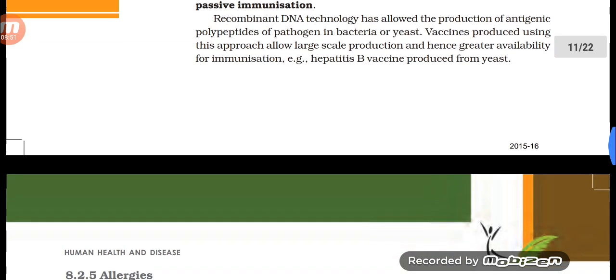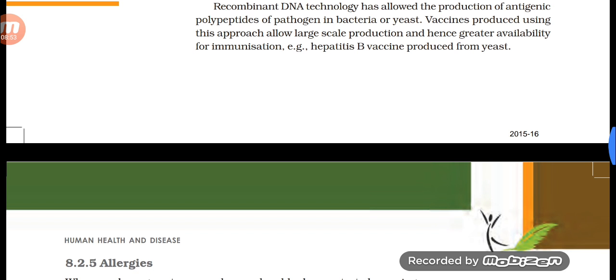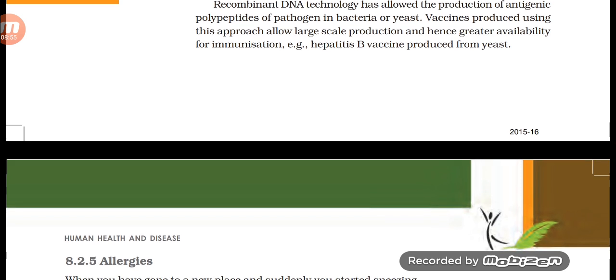Now, recombinant DNA technology has allowed the production of antigen polypeptides of pathogen in bacteria or yeast. The vaccines produced using this approach allow large-scale production and hence greater availability for immunization. For example, the hepatitis B vaccine is produced from the yeast.